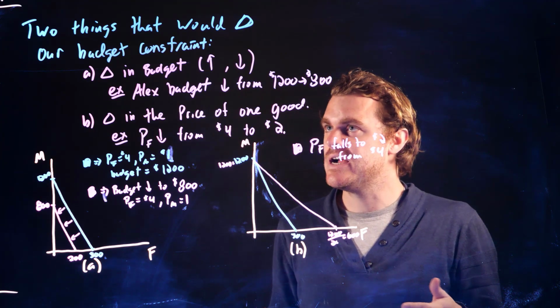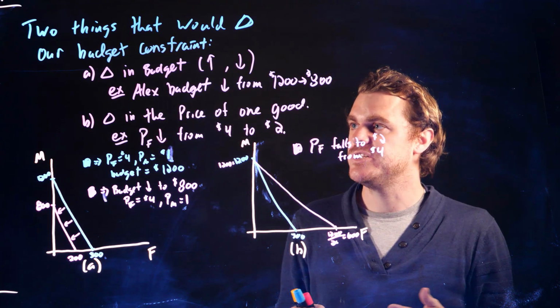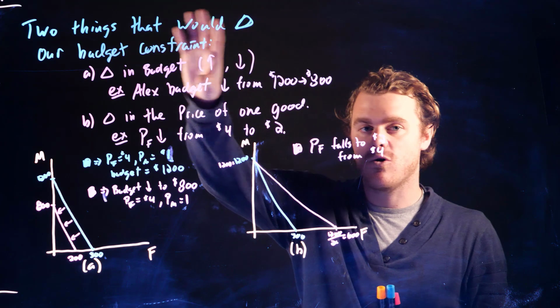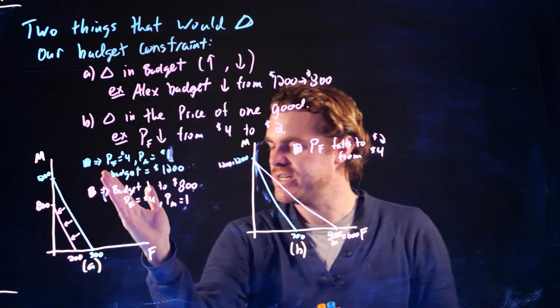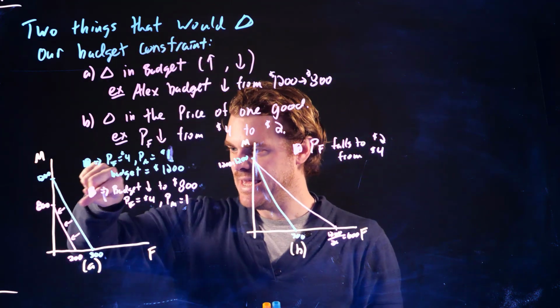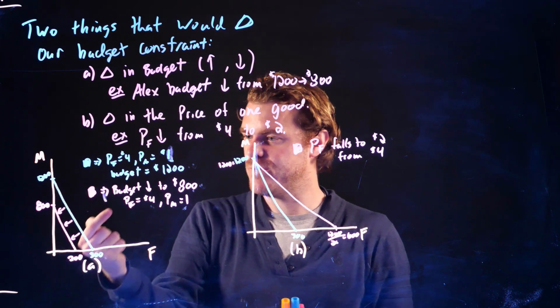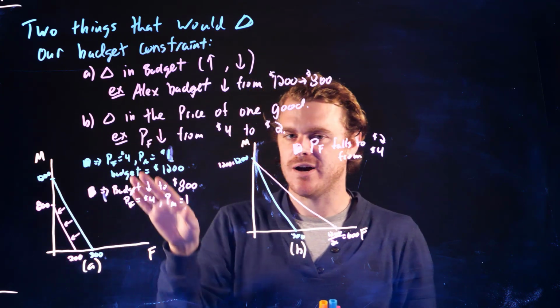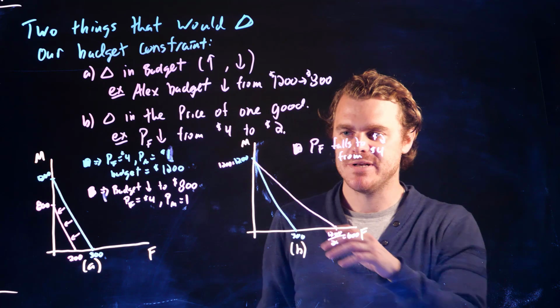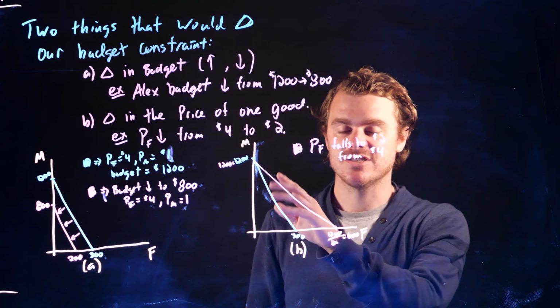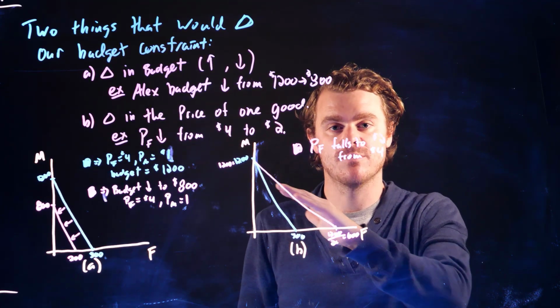So that's two scenarios, two different things that could happen to our budget constraint. We can have a change in the overall budget or overall income, and that's going to have a parallel shift in if the budget goes down and out if the budget goes up, if we're holding prices constant. The other thing that could happen is we could have a change in price, and that's going to change the slope of our budget constraint.